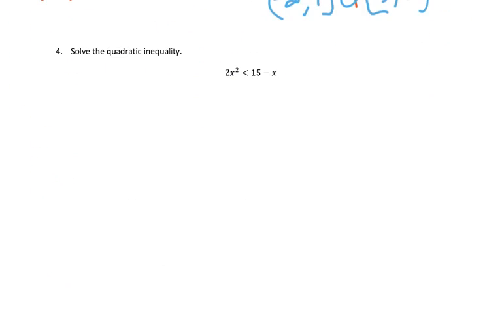All right, let's look at this last one. This is a quick video. There's only one of these. Hopefully it'll help. This one we have to move both of these terms, 15 minus x, over to the left-hand side. So we're first going to add x to both sides.